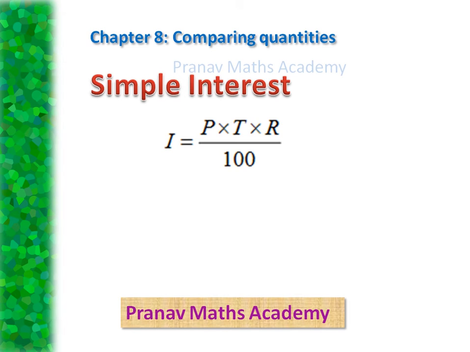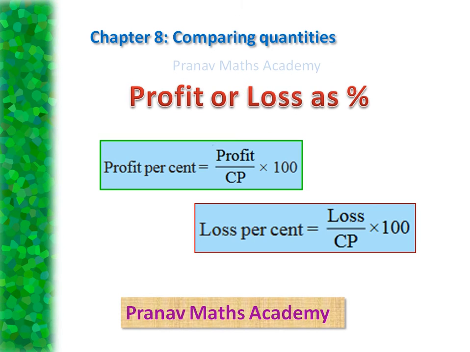Simple interest. Simple interest equal to PTR by 100. Here P is the principal, T is the time period, R is the rate of the interest. Profit or loss as percentage. Profit percentage is equivalent to profit divided by cost price into 100. Similarly, loss percentage is equivalent to loss divided by cost price into 100.